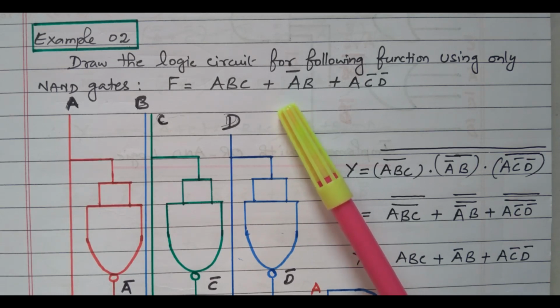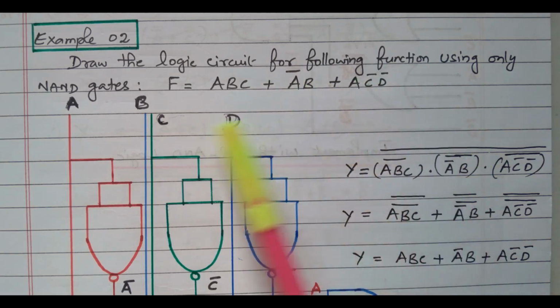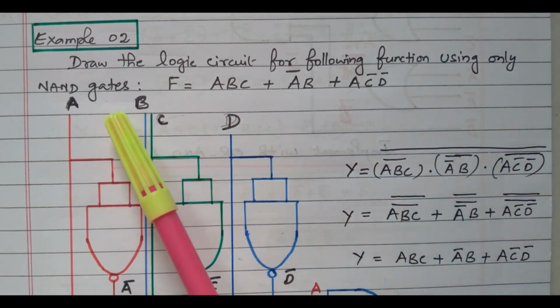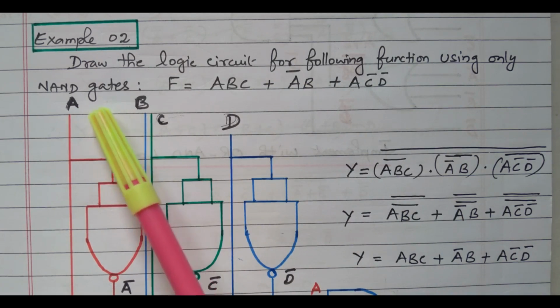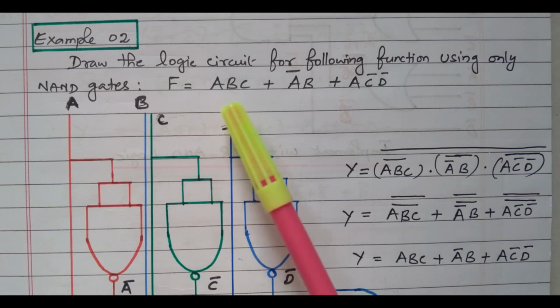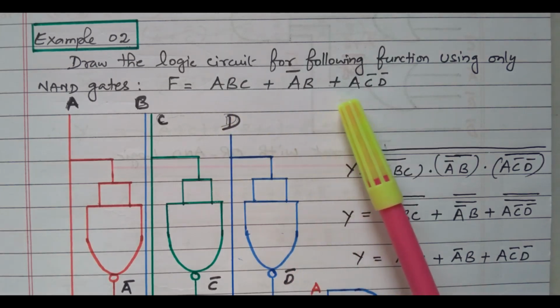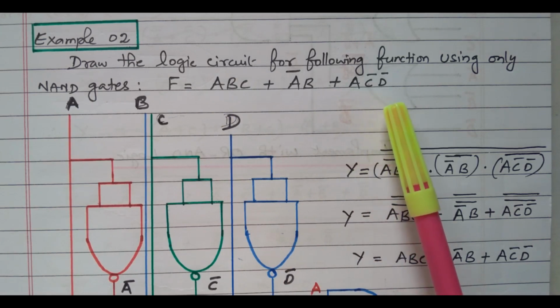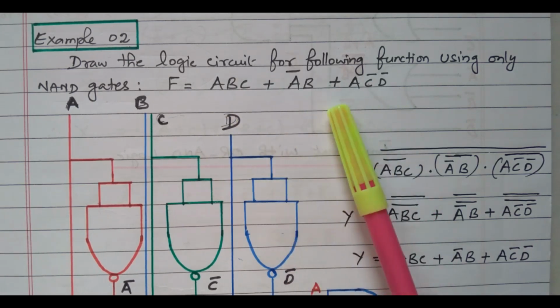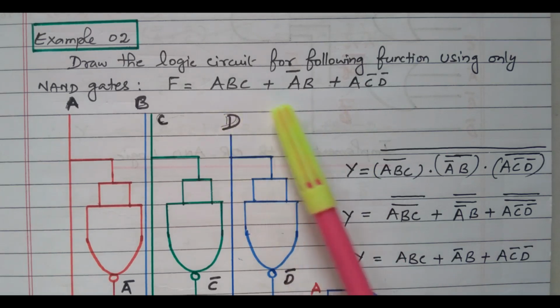Now we'll go to the topic. Draw the logic circuit for the following function using only NAND gate. Need to draw the logical diagram using only NAND gate. The given function is f equal to a b c plus a bar b plus a c bar d bar. We need to implement this function using only NAND gate. There are 4 parameters available, a, b, c, d.